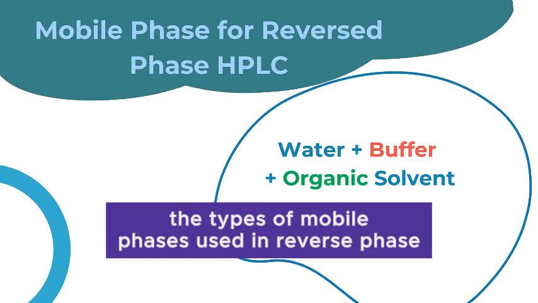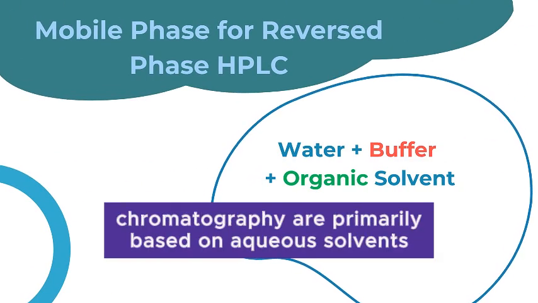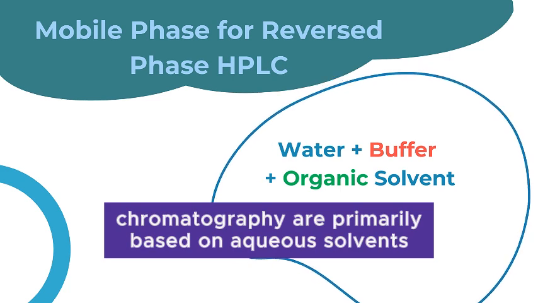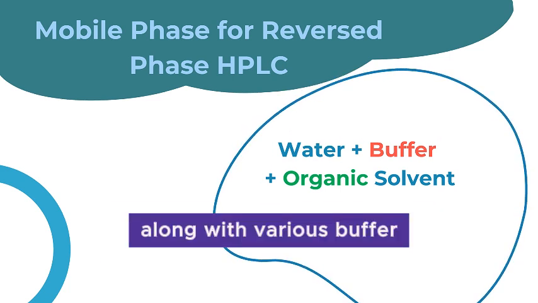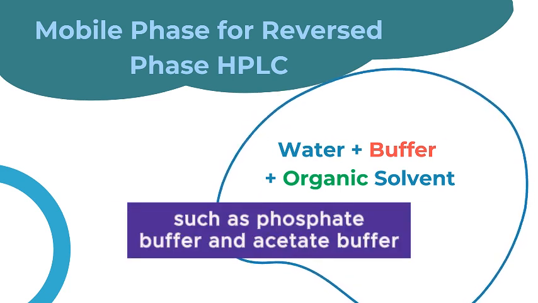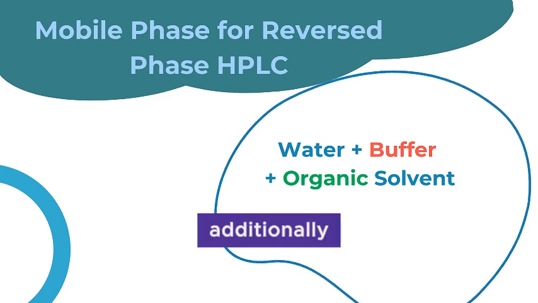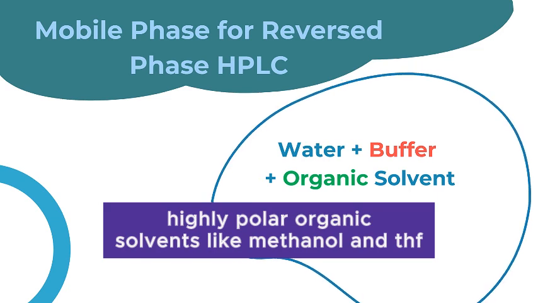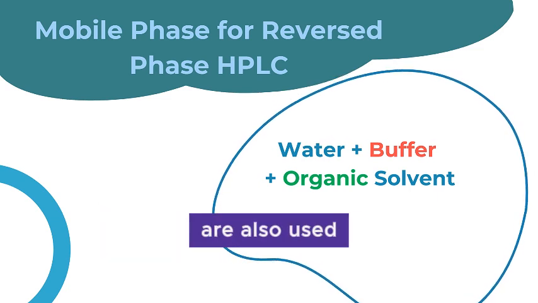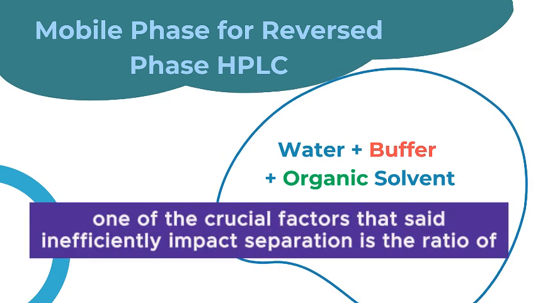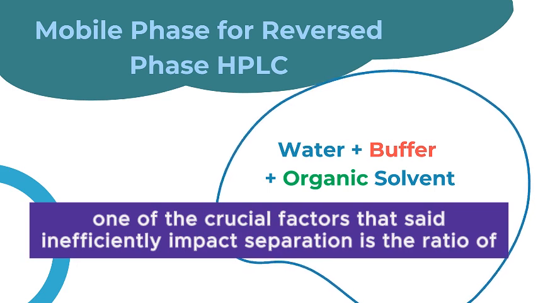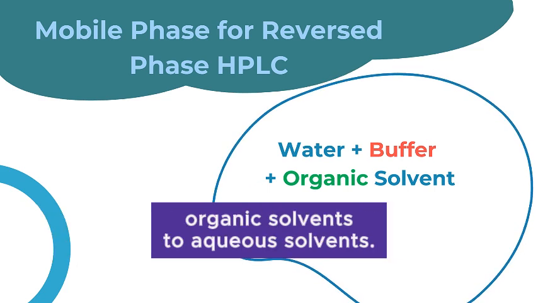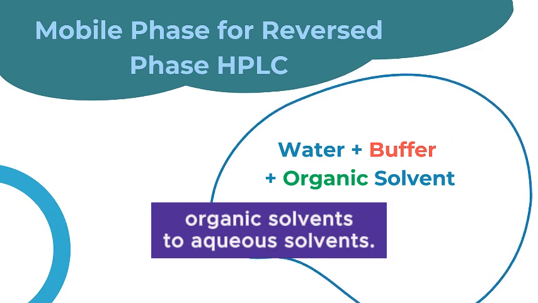The types of mobile phases used in reverse phase chromatography are primarily based on aqueous solvents, along with various buffers such as phosphate buffer and acetate buffer. Additionally, highly polar organic solvents like methanol and THF, tetrahydrofuran, are also used. One of the crucial factors that significantly impacts separation is the ratio of organic solvents to aqueous solvents.